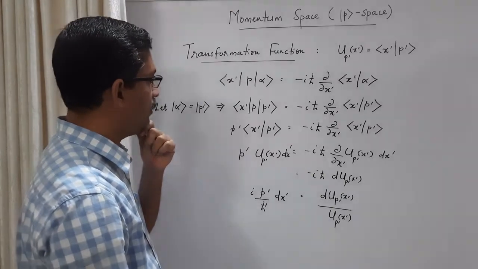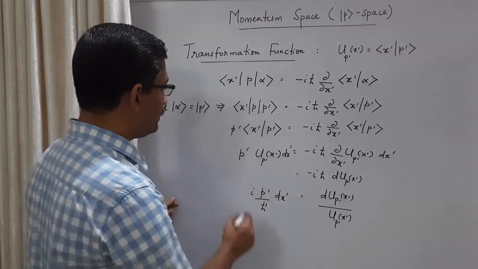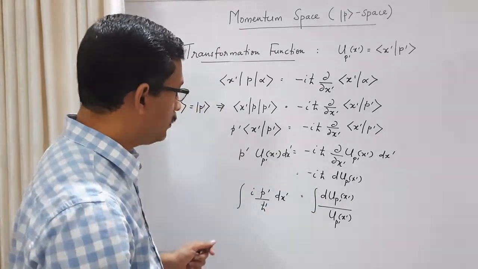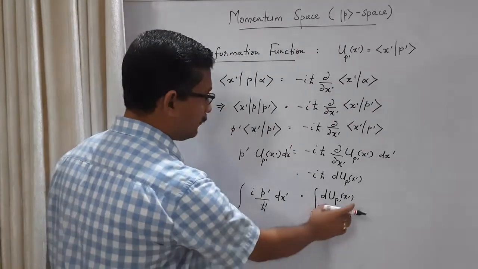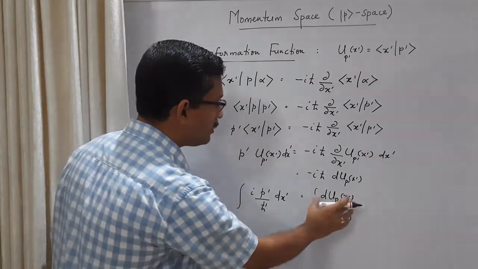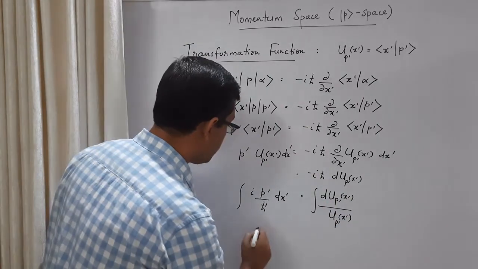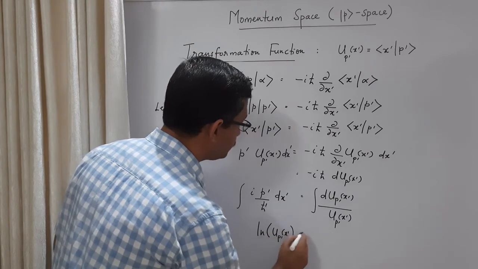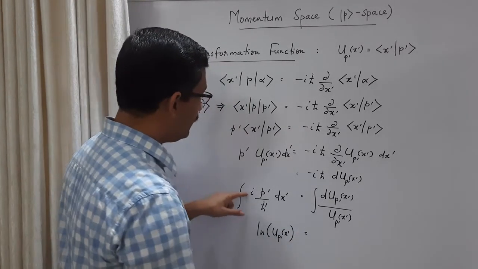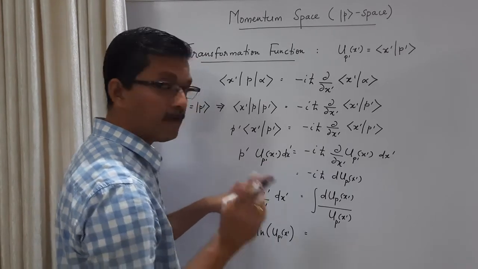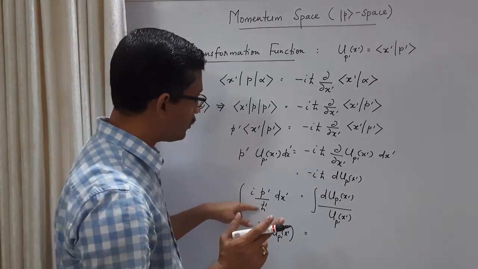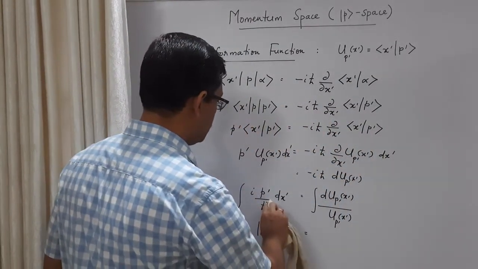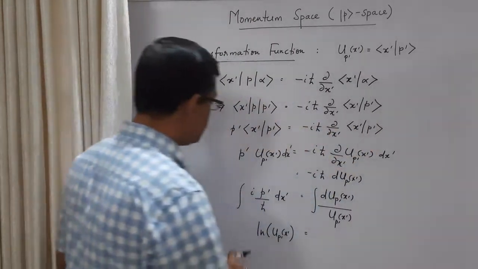Now let us integrate both sides. Let me write this result here. The right hand side: what is the integral of du p prime by u p prime x prime? It is the natural logarithm of u p prime x prime. What about i p prime by h cross? p prime is an eigenvalue, so these are all constants.